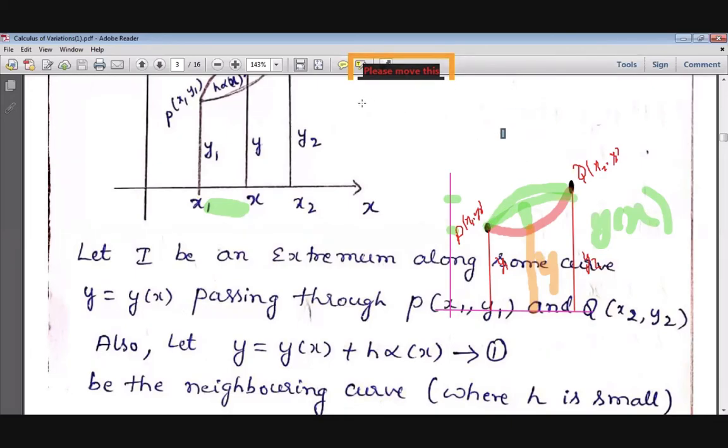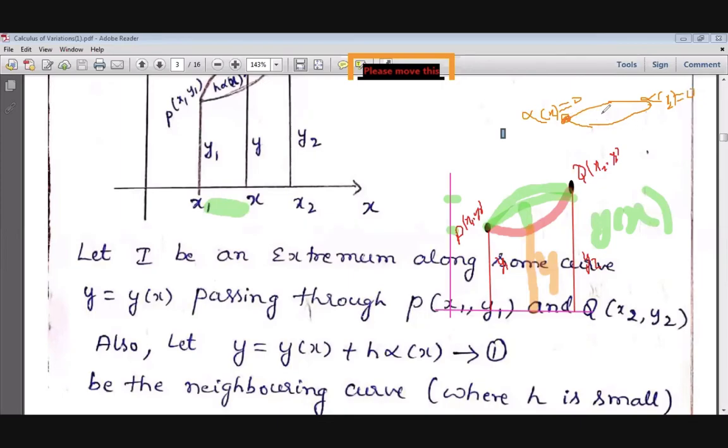This is one curve. This is another curve. Both curves originate from the same point, which means alpha of x will be 0. And here also they are coinciding at one point, so here also alpha of x2 will be 0.